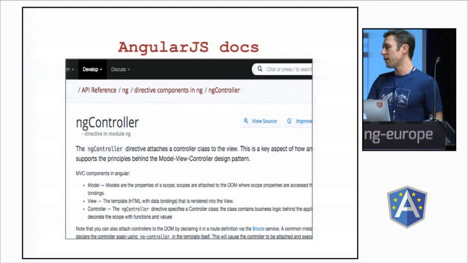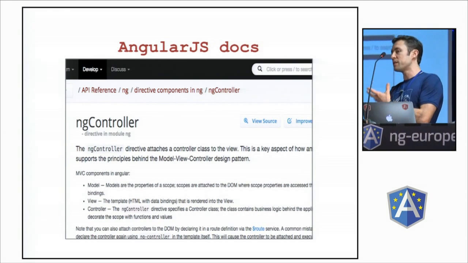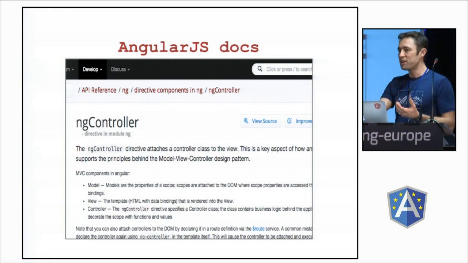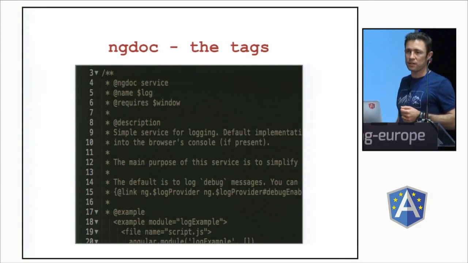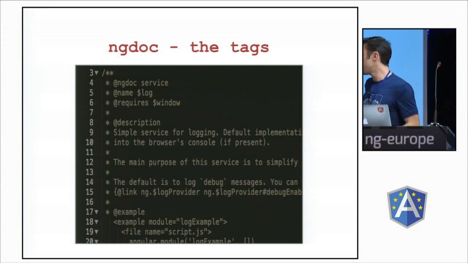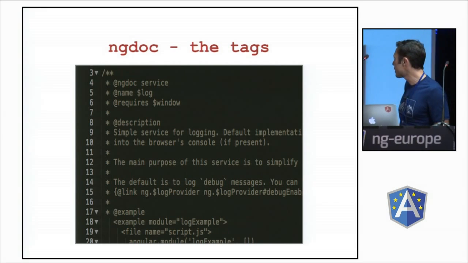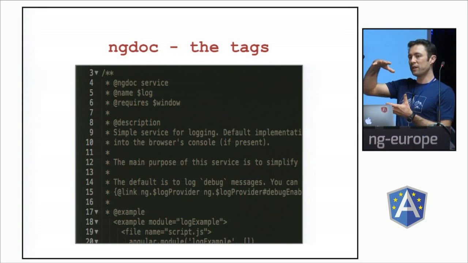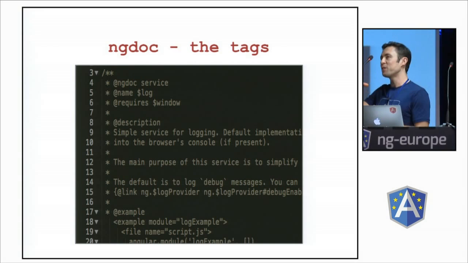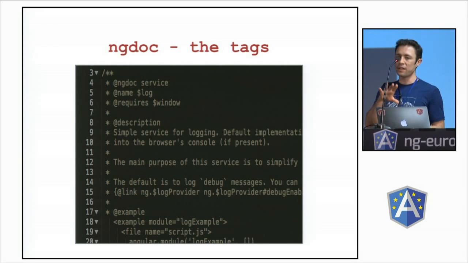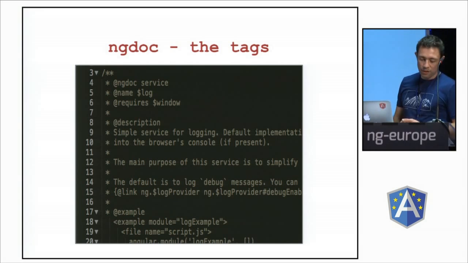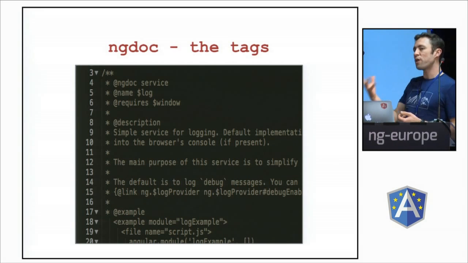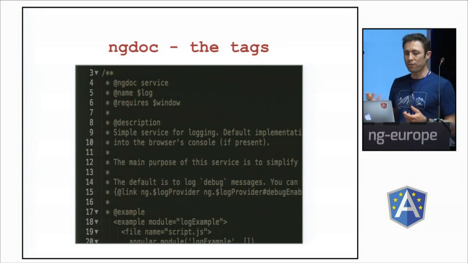But how do we do this in AngularJS? That's the ideal idea, but how do you actually achieve this? So what we did was we took a trick from JSDoc and many of these comment-based documentation systems, where you tag your documentation inside a comment that's actually right next to your code. And then you need something that will extract that information and convert it to a website.